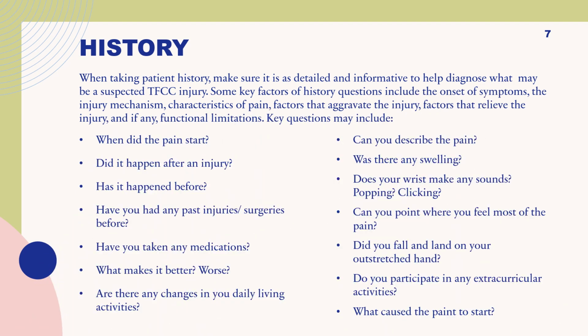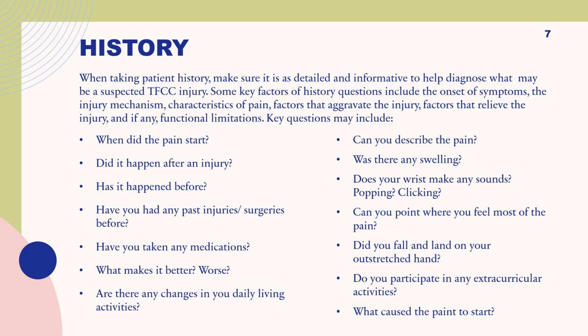So how can we diagnose TFCC? Well, to start, we need to get a good medical background. So when you take a patient's history, you've got to make sure it is as detailed and informative as possible, which will help you diagnose the suspected TFCC injury. Some key factors of history questions include the onset of symptoms, the injury mechanism, characteristics of pain, factors that aggravate the injury, factors that relieve the injury, and, if any, functional limitations.